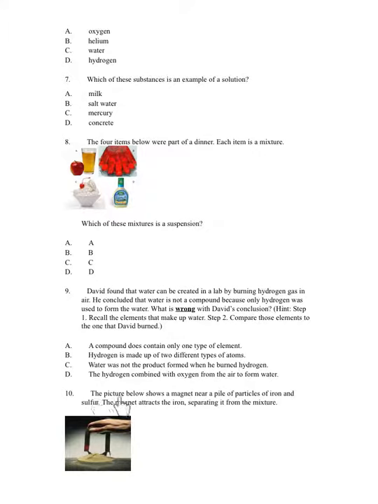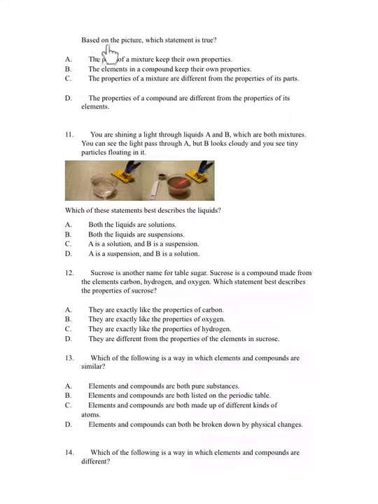Number 10, the picture below shows a magnet near a pile of particles of iron and sulfur. The magnet attracts iron, separating it from the mixture. Based on the picture, which statement is true? A, the parts of a mixture keep their own properties. B, the elements in a compound keep their own properties. C, the properties of a mixture are different from the properties of its parts. D, the properties of a compound are different from the properties of its elements.